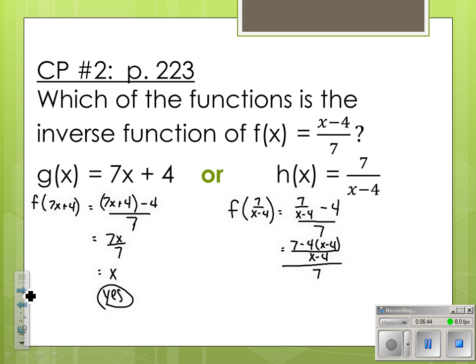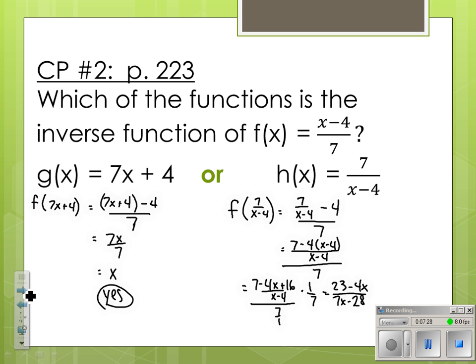Simplifying the top, 7 minus 4x plus 16 over x minus 4, and that's still all over 7. And I'm going to write it as 7 over 1 now, because now I'm looking at a fraction divided by a fraction. In order to do that, we're going to multiply by the reciprocal of that bottom fraction. So we end up with, technically that top would have been 23 minus 4x. So we're going to get 23 minus 4x times 1, which is 23 minus 4x, all over 7x minus 28.